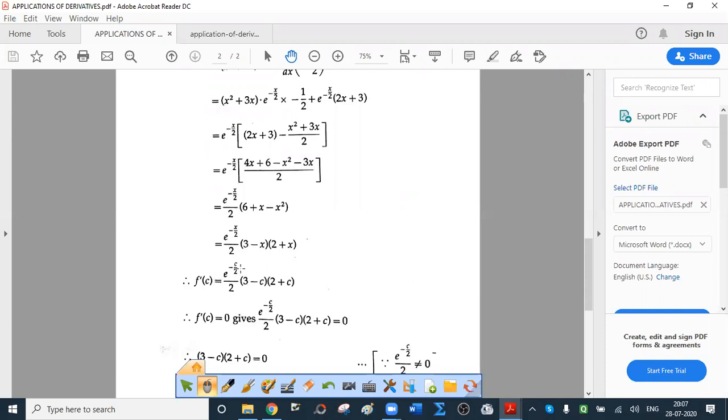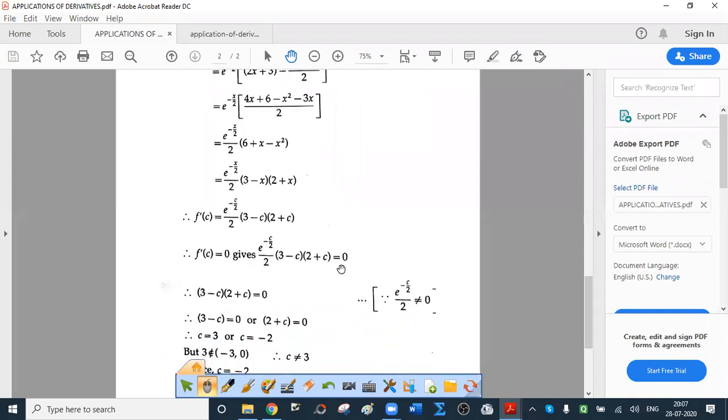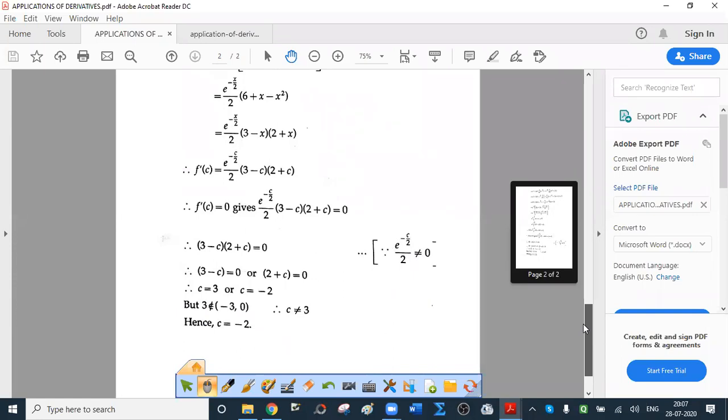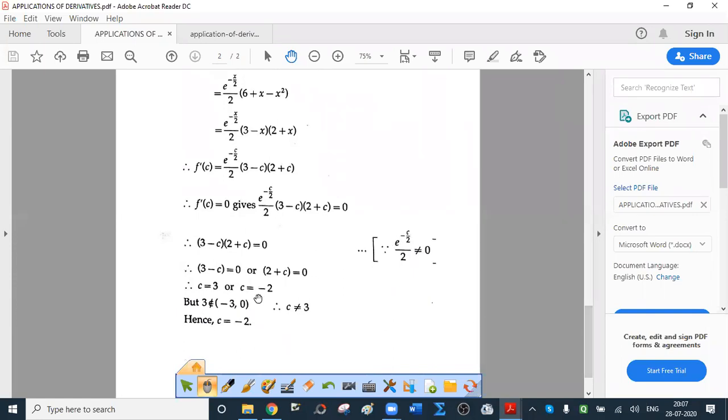So what will be f dash of c? Simple, replace x by c. So if you equate f dash of c with 0, you get this. Now this cannot be 0. So either 3 minus c is 0 or 2 plus c is 0. That gives me c equal to 3 or c equal to minus 2. But 3 does not belong to this open interval, but minus 2 does belong. So we conclude that c equal to minus 2. Okay, so this is the answer.